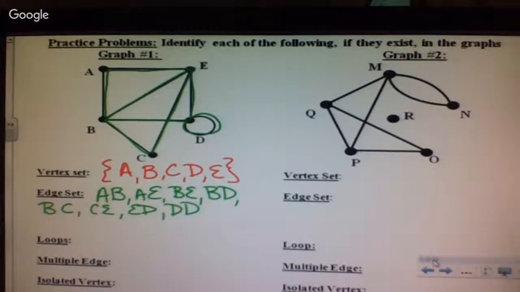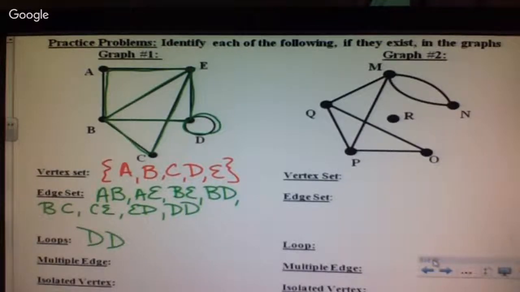Does this picture have any loops? Yeah. What is it? D. D to D. Again, please make sure that you write D to D. D itself is just a vertex. D to D is your loop. So it doesn't count as a loop if another vertex intercepts it? No. No, a loop has to start at that point, doesn't touch anything else before it gets back there.